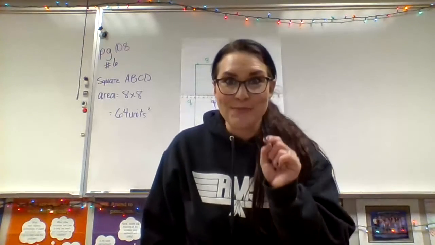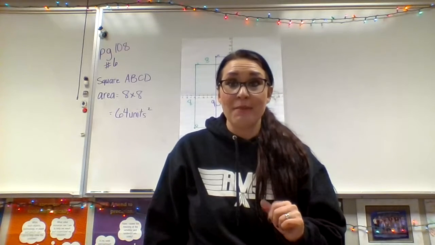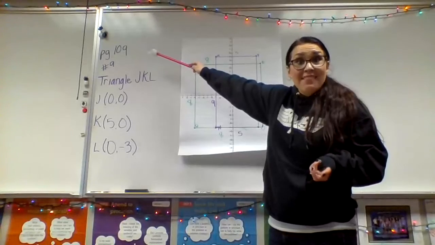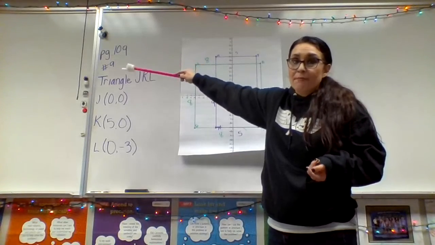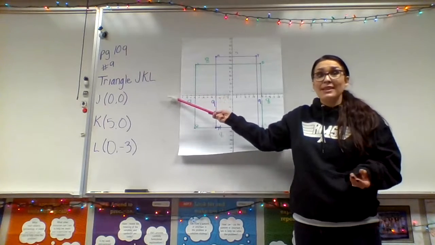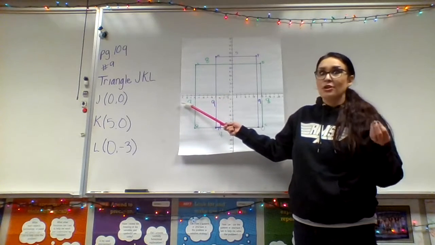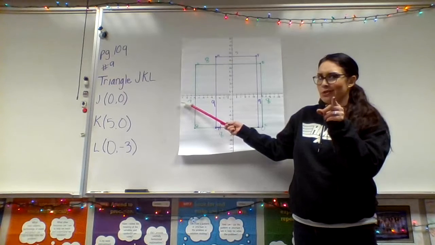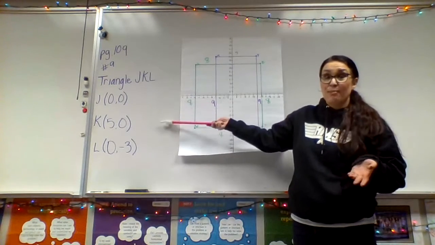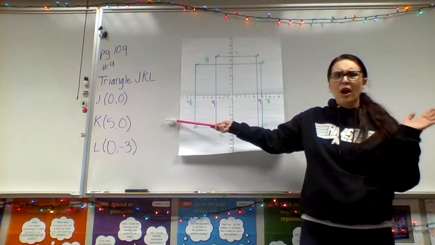But there's one more that I really want to take a peek at with you. It's on page 109, number 9. What this problem is asking us, my friends, is it gives us the 3 points of a triangle this time. So still a polygon, not a quadrilateral though, right? Because quadrilaterals have to have 4 sides. This is still just a polygon, a beautiful polygon, a triangle.